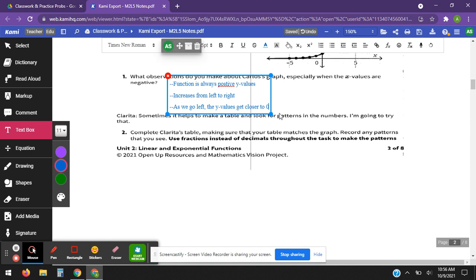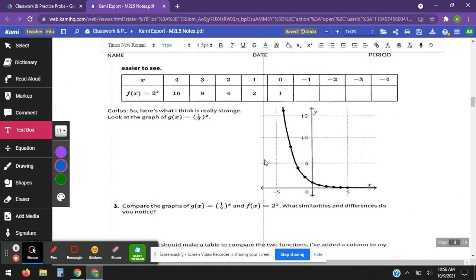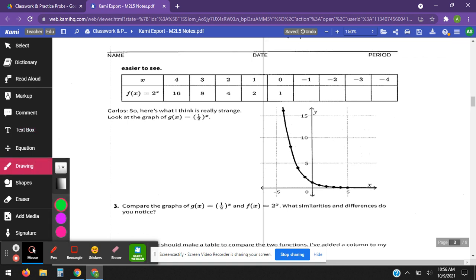Clarita says it sometimes helps to make a table and look for patterns in the numbers. So she's going to do that. So Clarita's doing a table on this next page. Let's go ahead and fill it in. Let me go ahead and get back to this one.